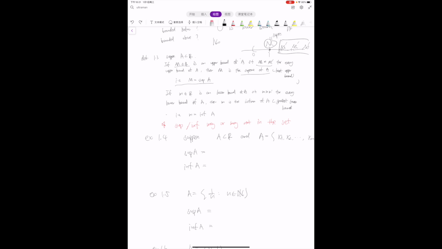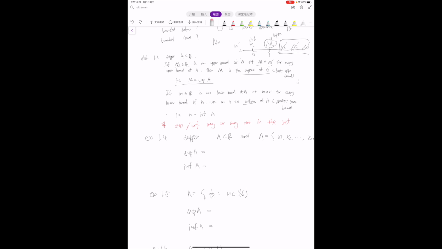The same goes for the infimum, which we denote as inf A. This little m is the infimum of this set because it is greater than or equal to any other lower bound of A. So this is the concept of infima and suprema. A super important note here is that suprema and infima may or may not be in the set.